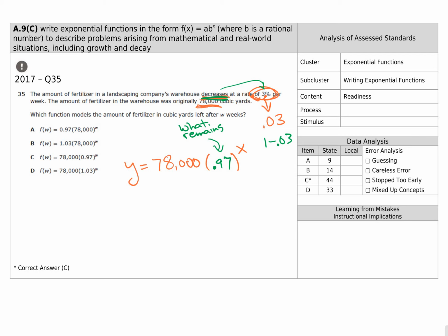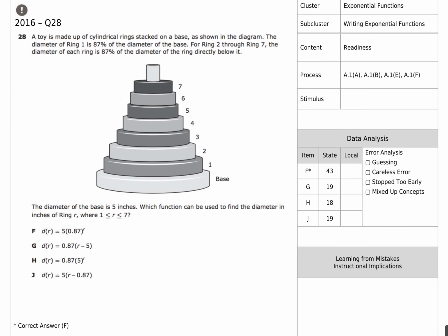The answer is C. Let's just make sure we understand what's going on here. If the question had said the amount of fertilizer in the landscaping where what remains is 97% of the amount that was before, then we wouldn't have to subtract from 1. We'd put that straight into the formula. But since it said what it's decaying by, what it is decreasing by, the amount that it's losing, we had to subtract it from 1. All right, on to the next question.